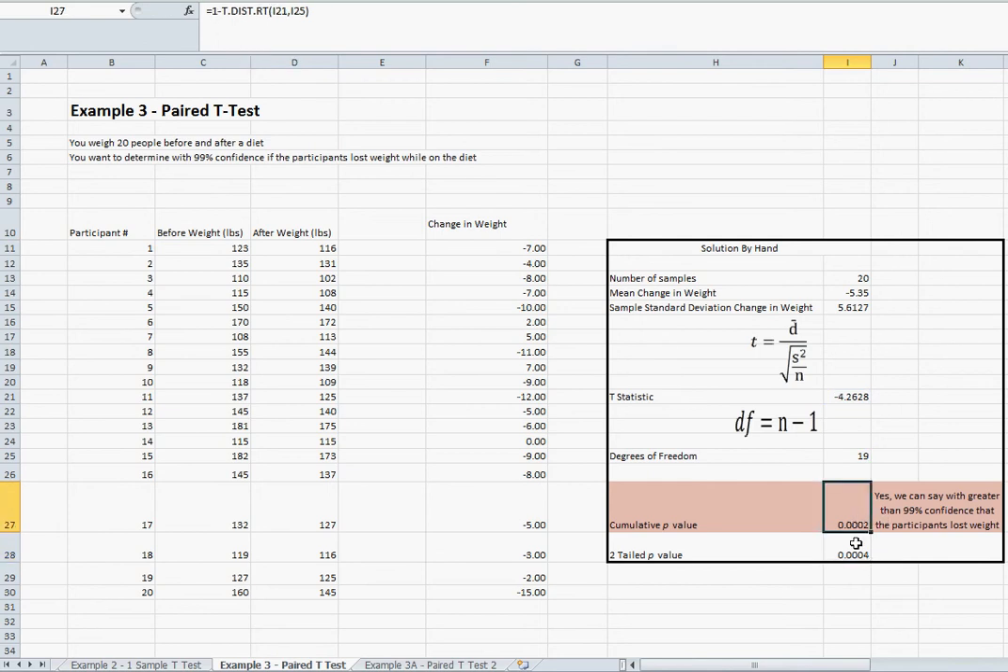Here I see that my probability is 0.0002, and since it's less than 0.01, I'll say that yes, we have 99% confidence that we lost weight. If I wanted to use a t-table, because I didn't have Excel in front of me, I could look at 19 degrees of freedom, a test statistic of 4.26, and I need something greater, less than 1% probability. So I can go look at my t-table.